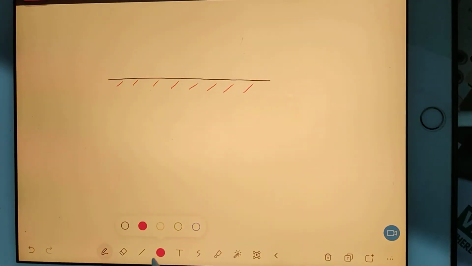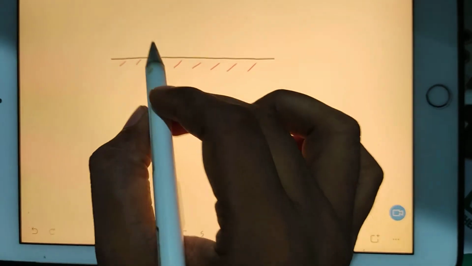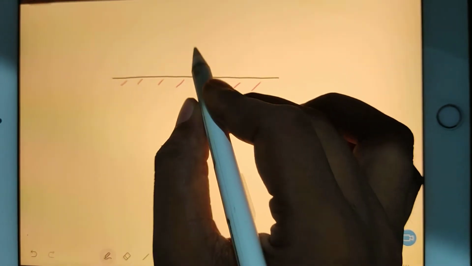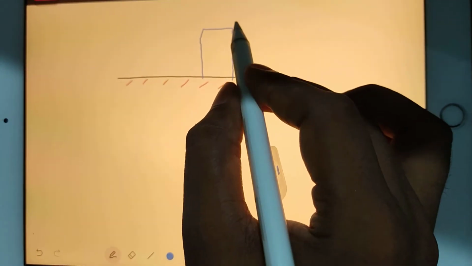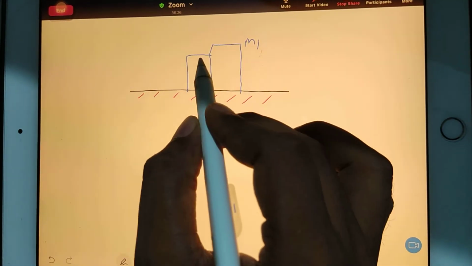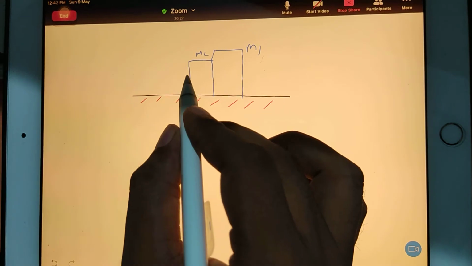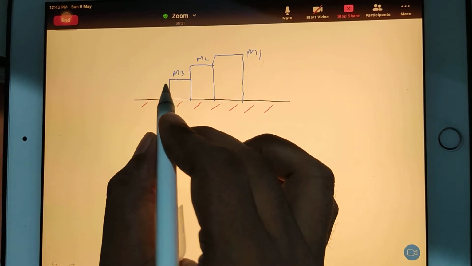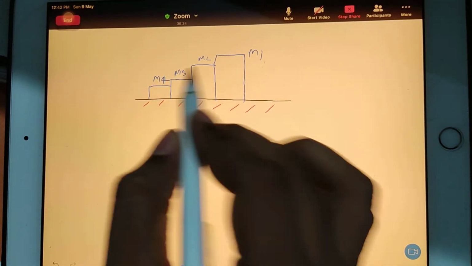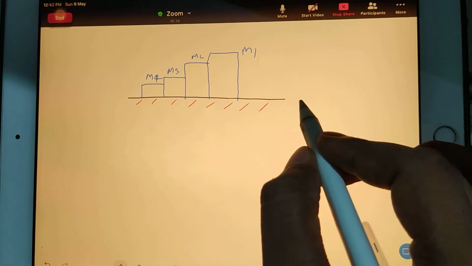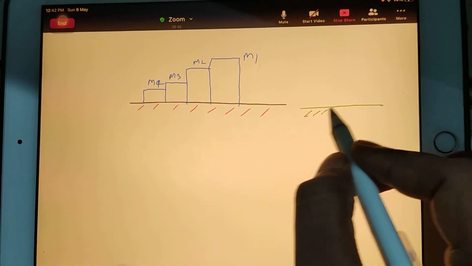Imagine you have a road, and on this road you have a very big mass here. This mass is m1, and then you have a little smaller mass. This mass is m2, and then again you have some mass here. Suppose this mass is m3, and then suppose again you have a mass here. This mass is m4.